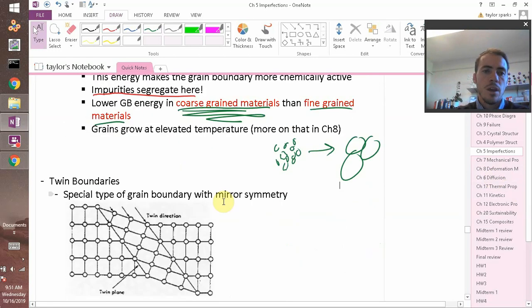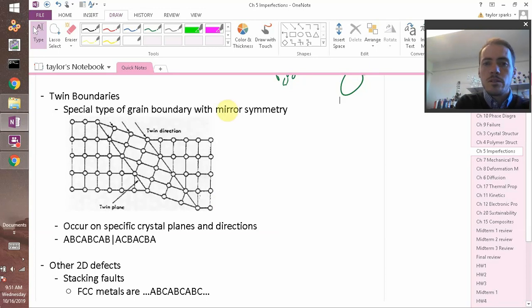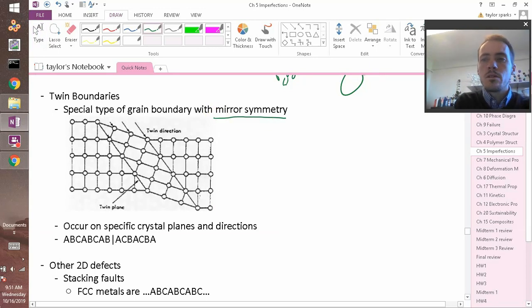Okay? Now there's another type of boundary which you could think of as a type of grain boundary because on both sides of it, you have the same type of material and there's just a boundary. But this is a special type. It's a special type because it preserves a mirror symmetry across the boundary. So here are our twin boundaries, hence why we call them twins. So here's the boundary, if you can see that.